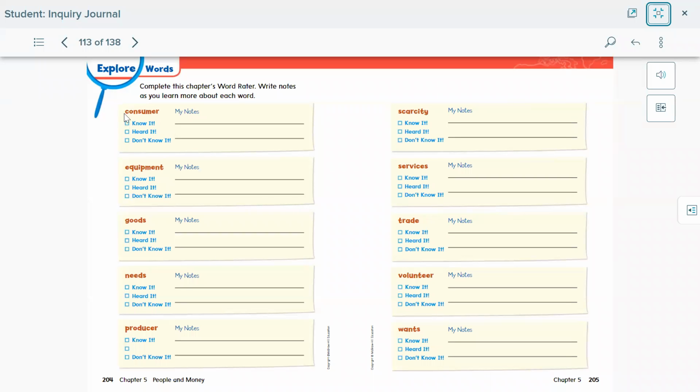Keep in mind also, each word we're going to have in a different class, different lessons with definitions and more examples. So you can always come to the beginning of the video or go back to your lesson to find the definition for this word. So we have consumer, equipment, goods, needs, producer, scarcity, services, trade, volunteer, and wants. All right. So let's start.